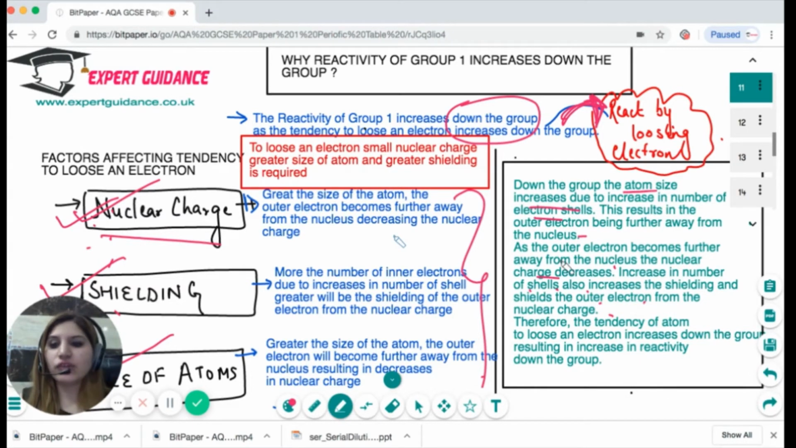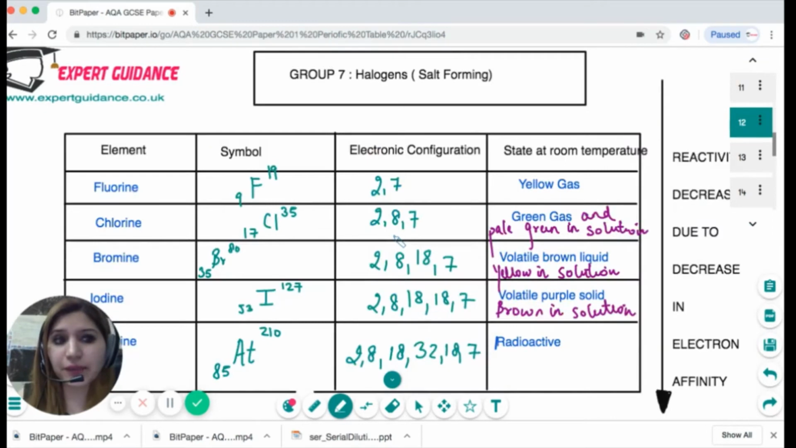Okay, so remember, in group 1 you need to know the reason why the reactivity increases down the group, and I hope now you're able to answer that. Now the next thing we need to do is group 7. As I told you, group 7 are known as halogens, and halogens are known as salt forming.